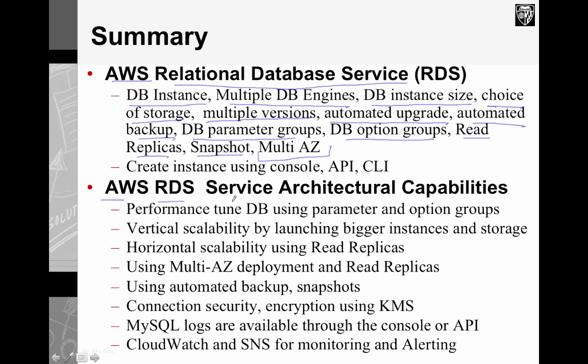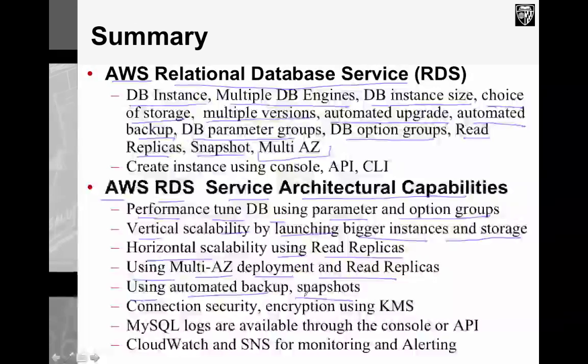In terms of AWS RDS service architectural capabilities, we said that you can also performance tune the DB using the parameter and option groups. Vertical scalability is done by launching bigger instances and choosing better storage. Horizontal scalability is achieved using read replicas, where the clients can read from the slaves for read-only data. You can also use multi-AZ deployment and read replicas for achieving availability and scalability. Using automated backup and snapshots, you can get durability.